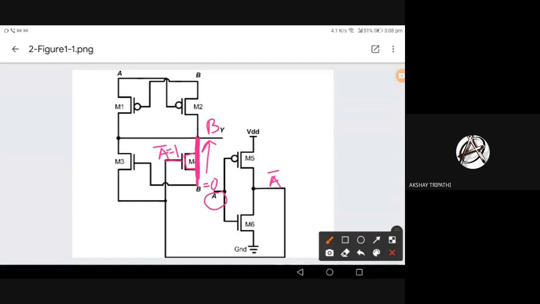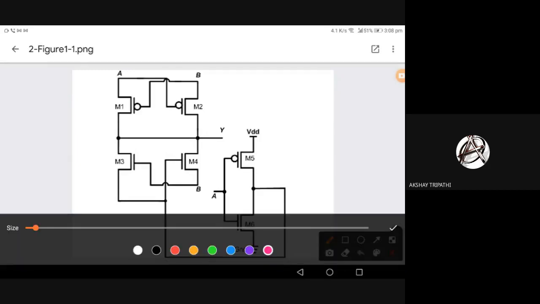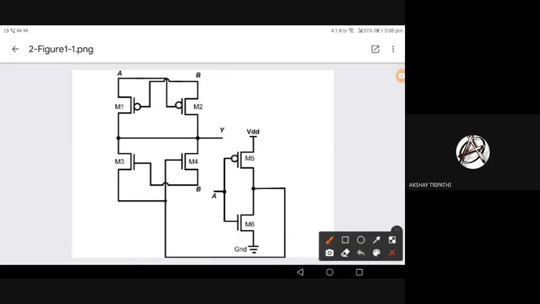Now let's see what are the other conditions. Now let's see, we got 0 0 0, that was the initial condition. Now let's make A 1 and B 0. Let's see what is the output here. Now A is 1, B is 0. B is 0 means you can say M1 is on, right? M1 on means A is coming to the output here. That means Y is coming 1, from the top.